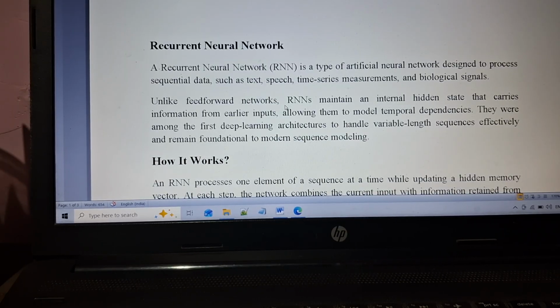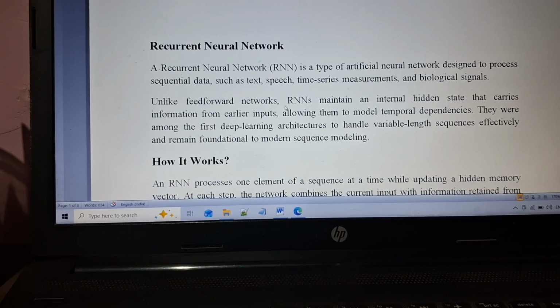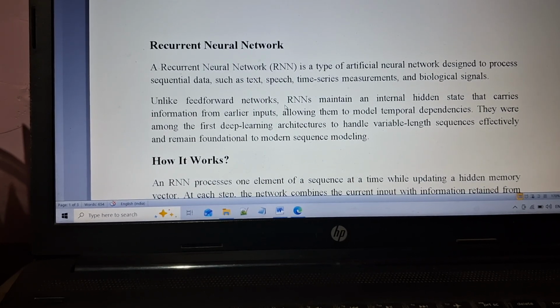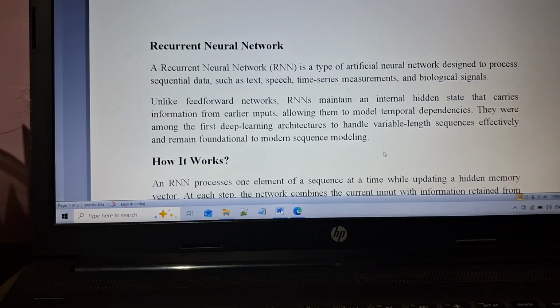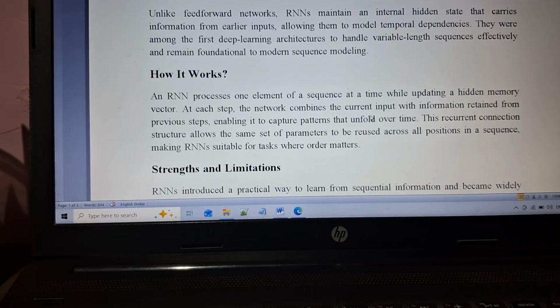A recurrent neural network is a type of artificial neural network designed to process sequential data such as text creation, speech recognition, speech performance, time series measurement, biological signals. Unlike feed-forward networks, RNNs maintain an internal hidden state that carries information from earlier input while allowing them to model temporal dependency. They were among the first deep learning architectures to handle variable length sequences effectively and remain foundational to modern sequence modeling.